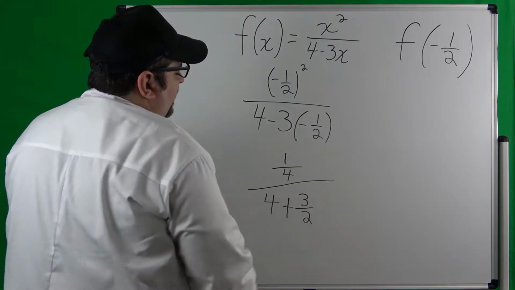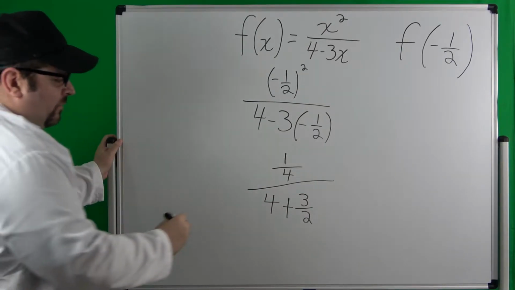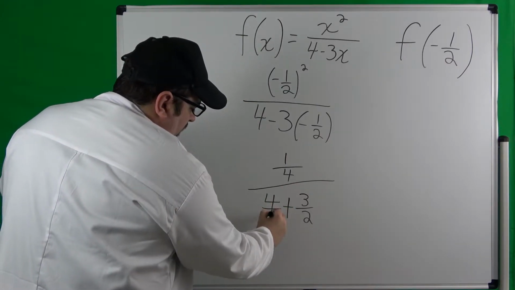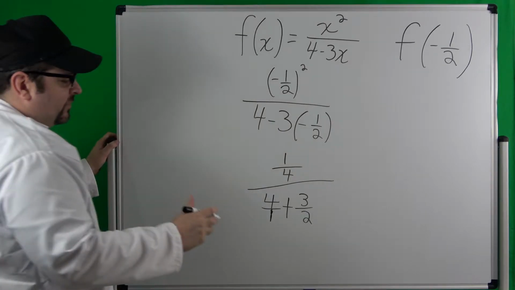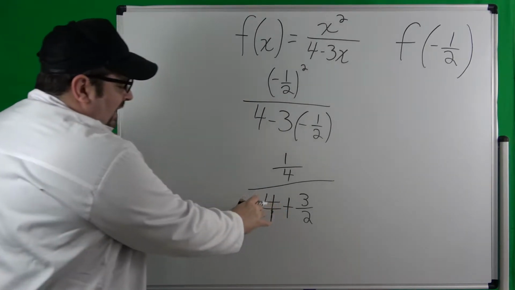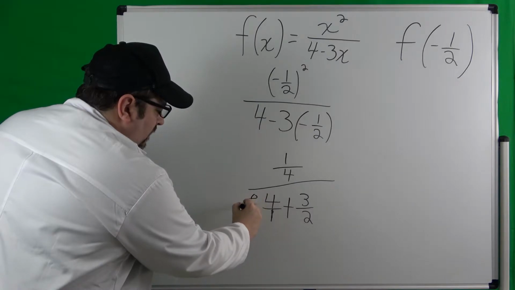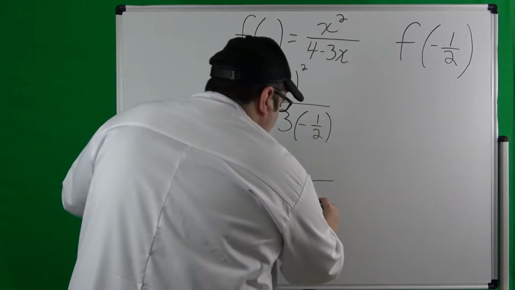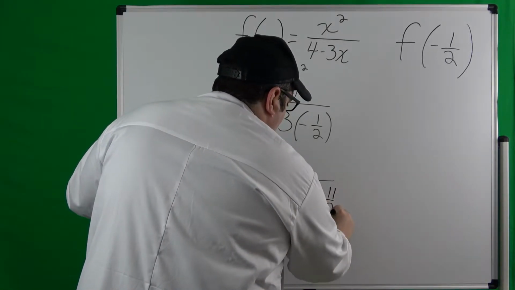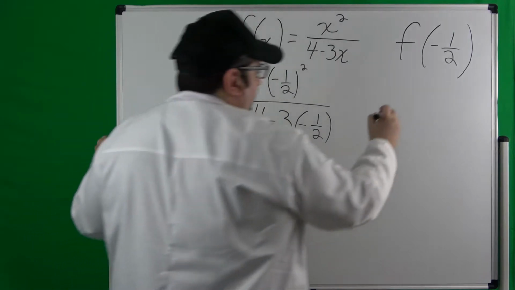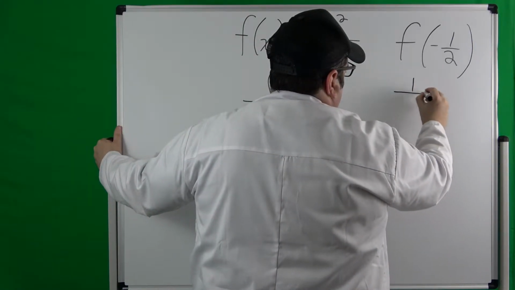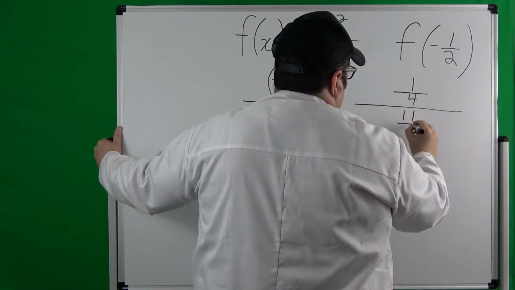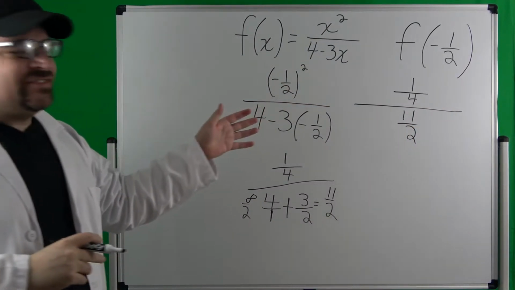So 4 plus 3/2 would be what? Well, 4 over 1 is the same as 8 over 2. So 8 over 2 plus 3 over 2 gives you 11 over 2. And then I'm going to rewrite all this over here. So we have 1/4 over 11/2. But that looks really messy, right?